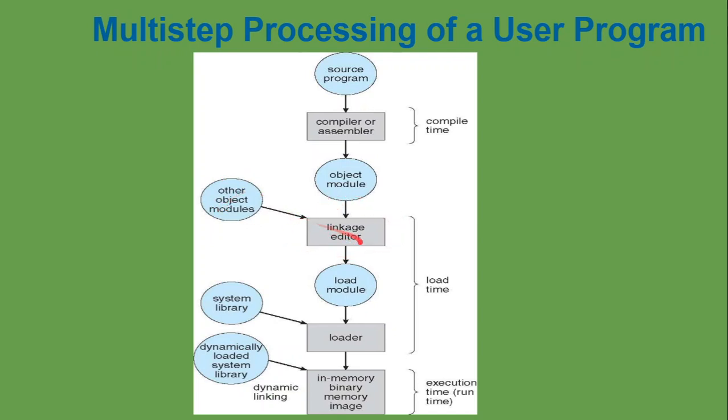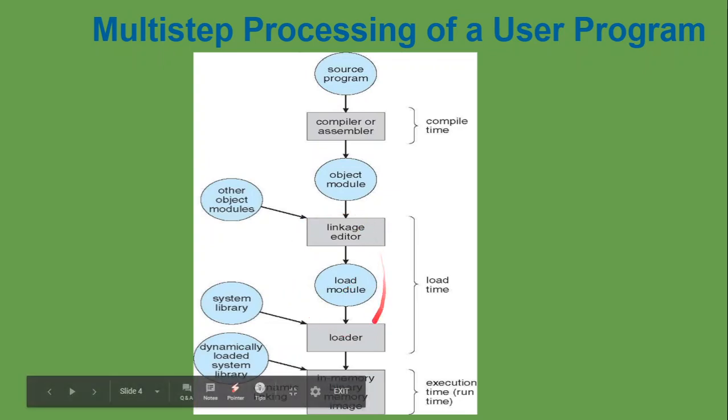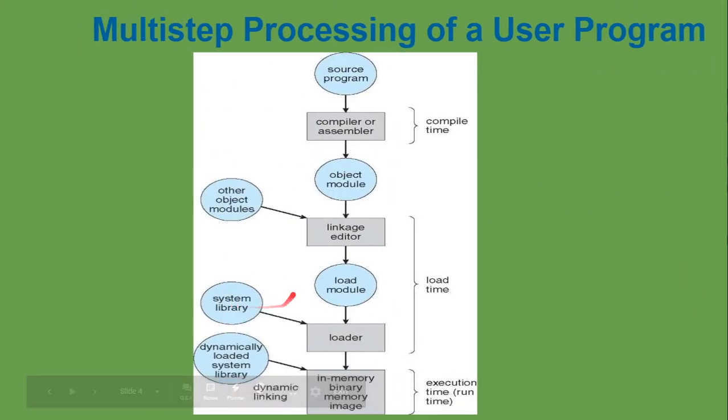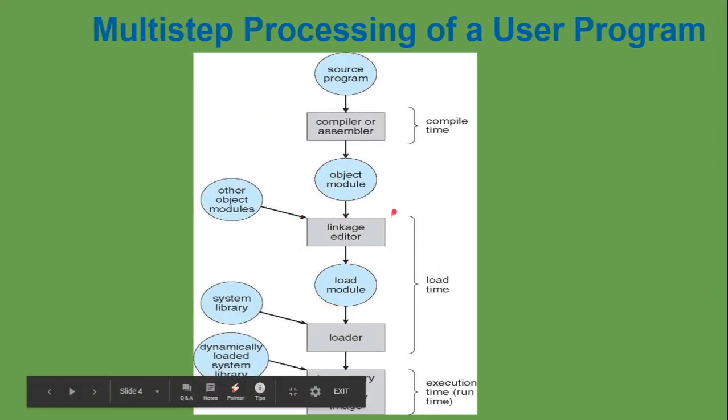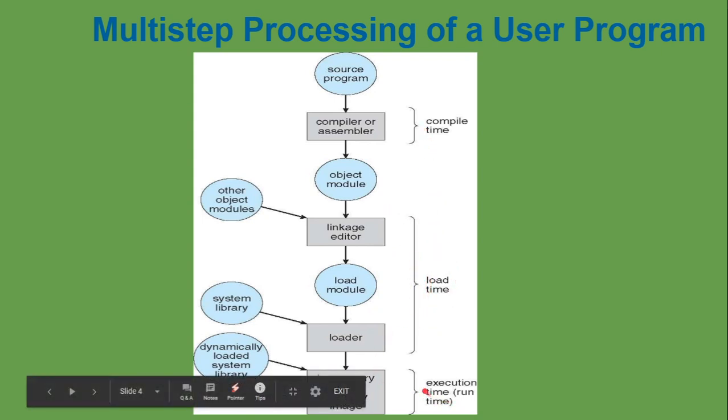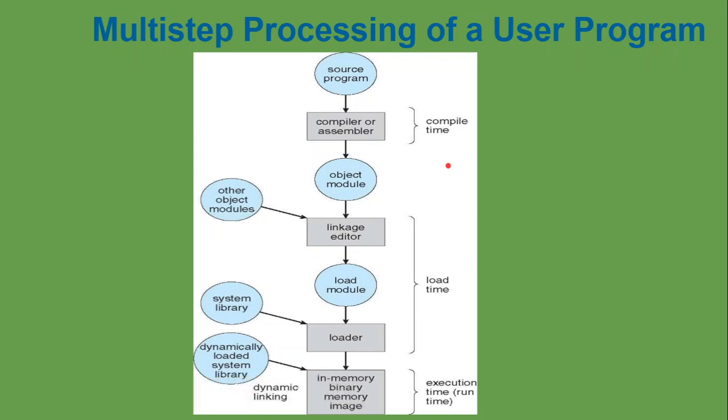Those modules also have to be loaded, and for that we have one more system software called the loader. The loader will load these modules; that is the load time. So compile time, then load time, and finally execution time. Execution time is the memory binding. Everything happens there, and whatever instructions have to be done are dynamically loaded from the system library. Then the real processing is done to convert the program into the binary memory image of the program. That is called runtime.